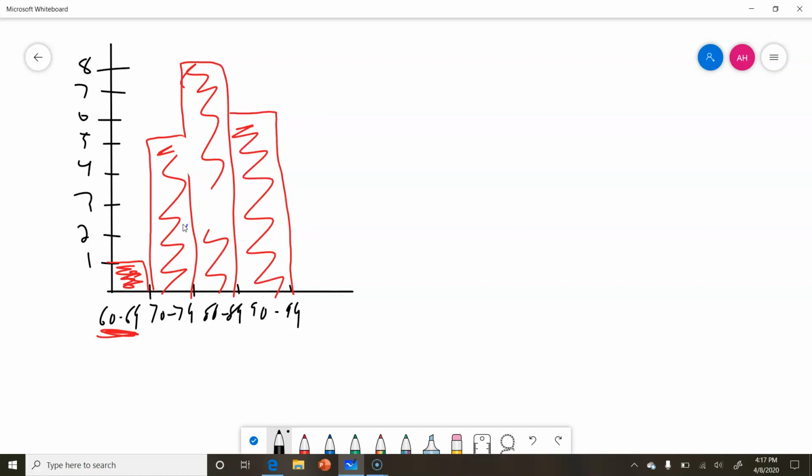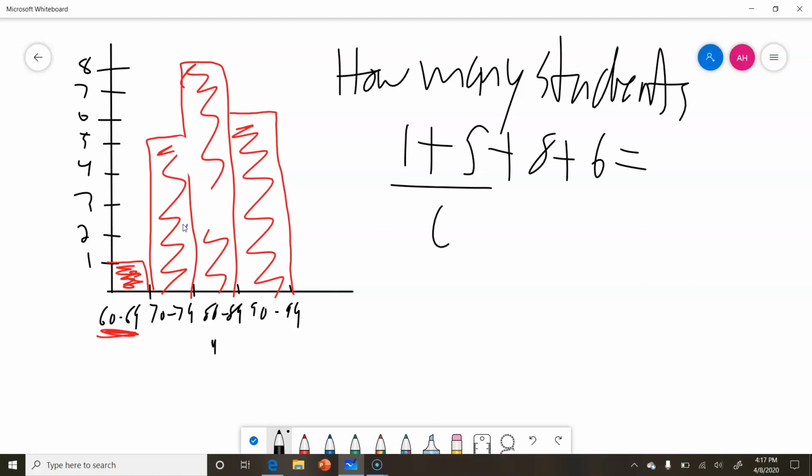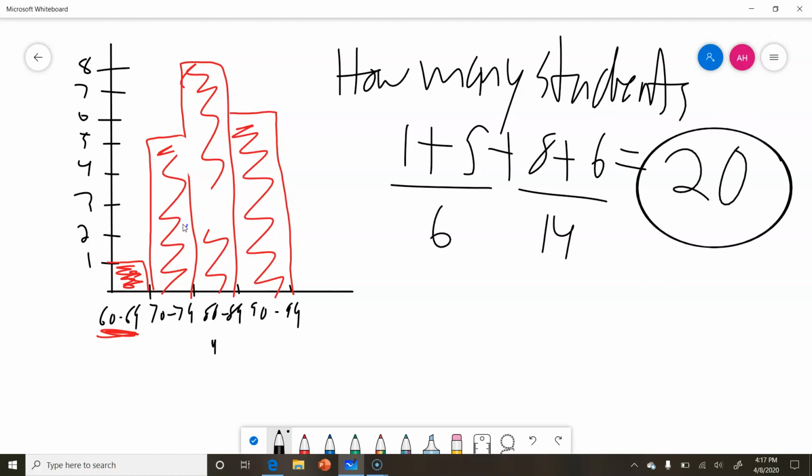What if they said, how many total students took the test? The way I would solve that is I would look at my frequency chart and ask, how many were in the 60 to 69? 1, plus how many are in the next one? 5, plus 8 in this one, plus 6 in the last one. I add that up, that's 6, that's 14, so a total of 20. Do you see how we did that? We just counted up how many were in each one.